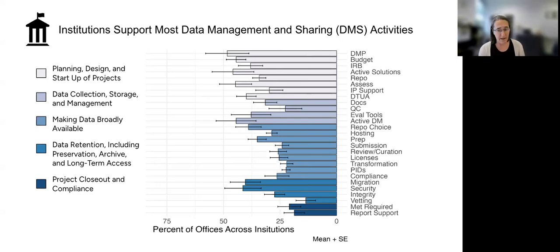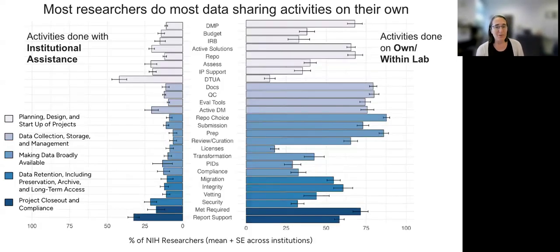So if we go to the next slide, which shows the second pool of respondents, which is researchers, you can see here that they did these activities, but they were not frequently engaging with the support that was provided by their institution.